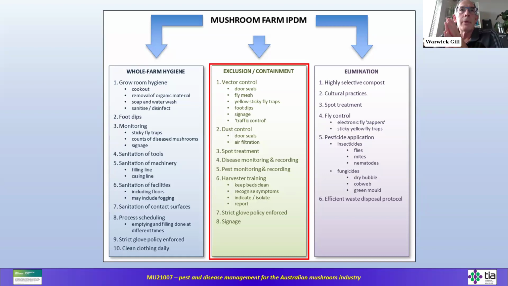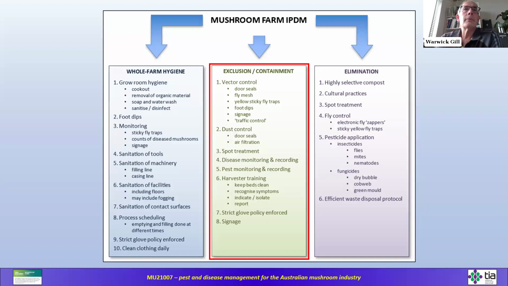Exclusion. We know that we've got to get rid of our vectors. We've got to keep vectors out of our clean room because they'll bring in dirty things from other rooms. So we're looking at door seals, fly mesh, strategic sticky fly papers, foot dips, signage, and traffic control. So the last three, in fact, are more for our human vectors, because we want to keep their feet clean, because we know the floor is a huge reservoir. We want signage to warn people not to go in a room, and we need traffic control to make sure that our third flush harvesters don't go back to first flush on the same day without changing their clothes first.